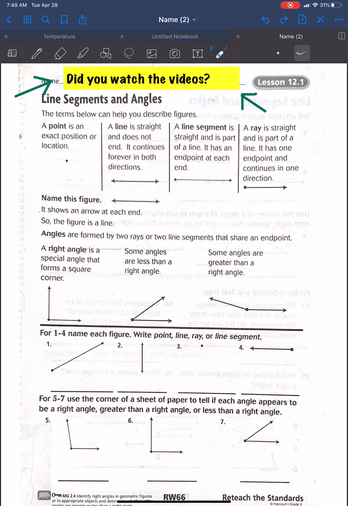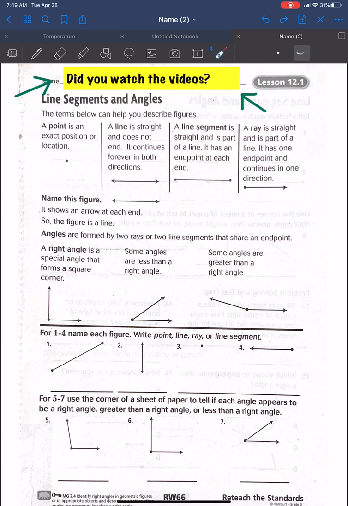And our final one is a ray. A ray is straight and it's part of any line, but it does continue in one direction. Notice we have one endpoint and one arrow to tell us that it's continuing off into the right direction. All right, name this figure. We can match it up with the pictures above and see that this figure is a line. It continues in both directions.